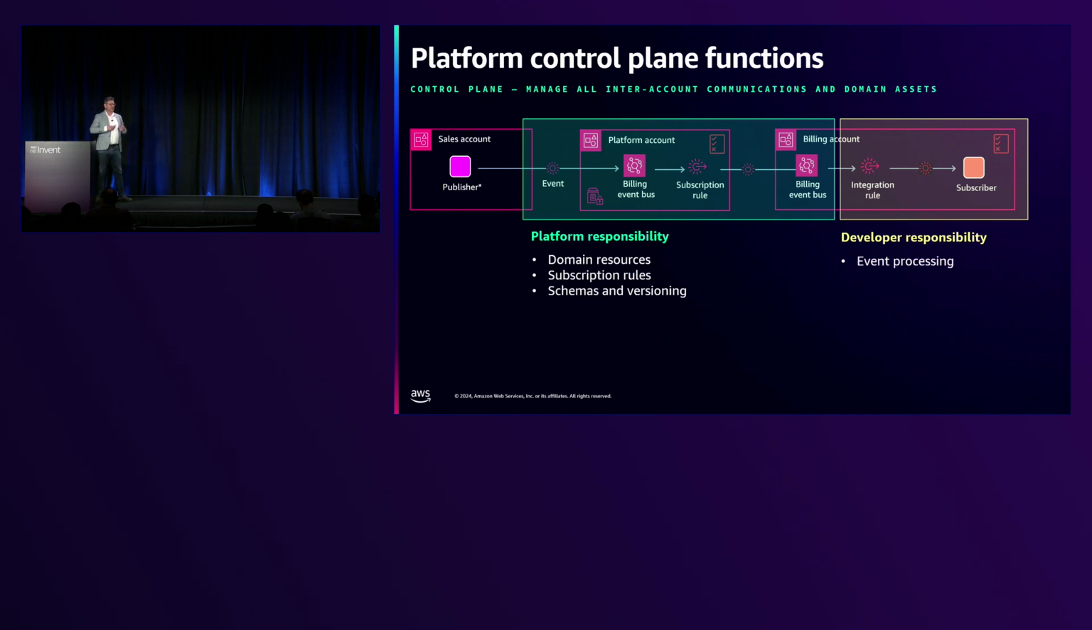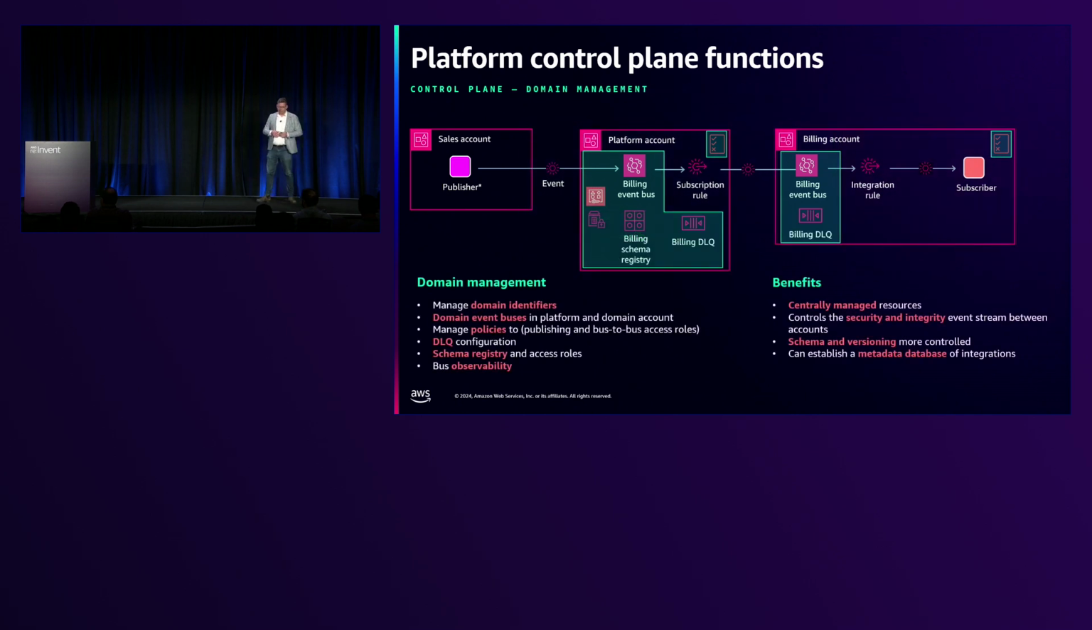Remember I said that the subscription rule really defines what events a particular subscriber is wanting to subscribe to? Well, this is how this platform can help. From a domain perspective, we need to have the ability to manage domain identifiers, the actual domain event buses, not just in the central account, but also in the subscriber's account. All of the dead letter queues for that integration, making sure that schema registry is available, and having all of these centralized resources managed is going to take the load off our application teams.